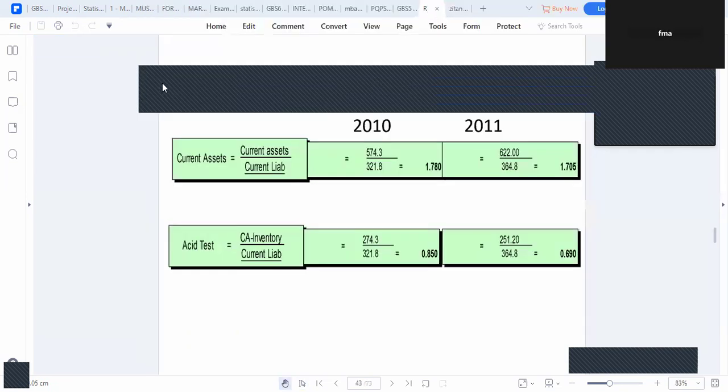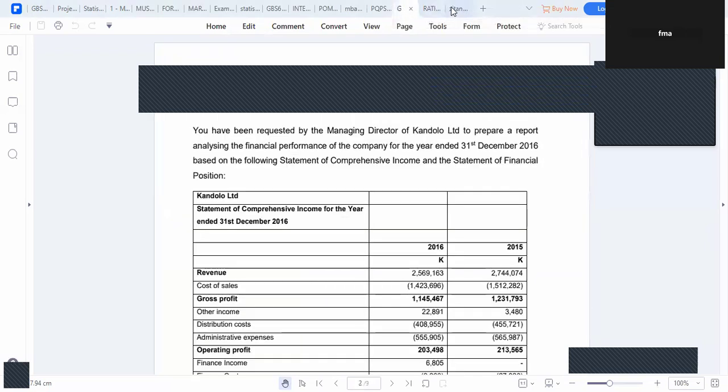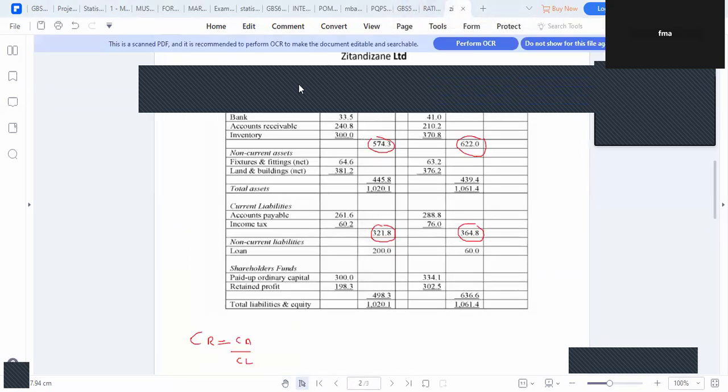So here, 500 over 320, 622 over 360. So this is for 2010 and 2011. Then what's the difference with the acid test ratio? We remove the component of stock. So we get the same total, but we remove inventory from this figure.